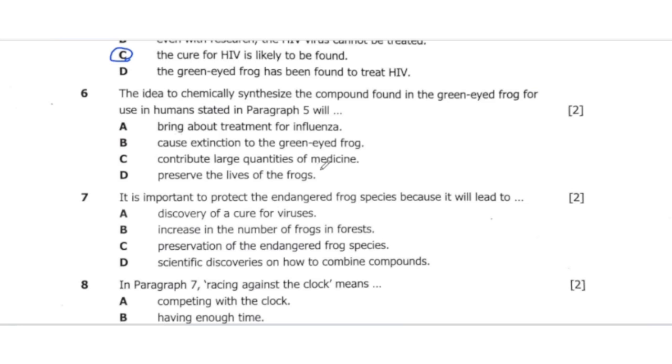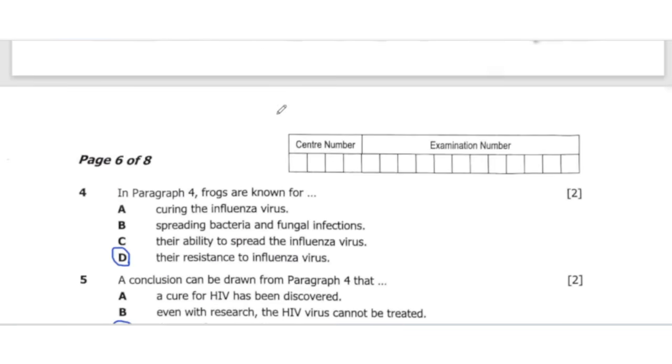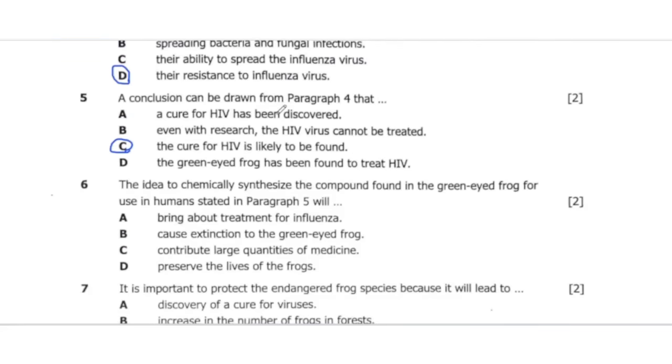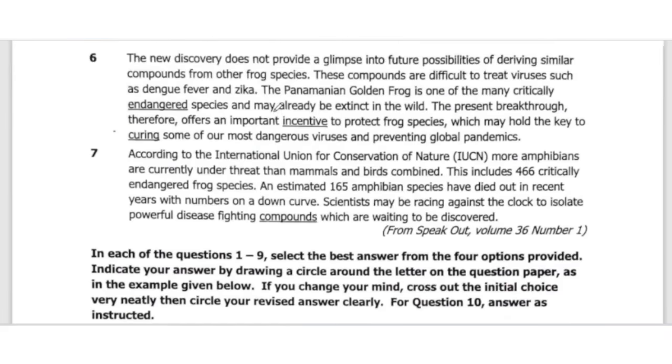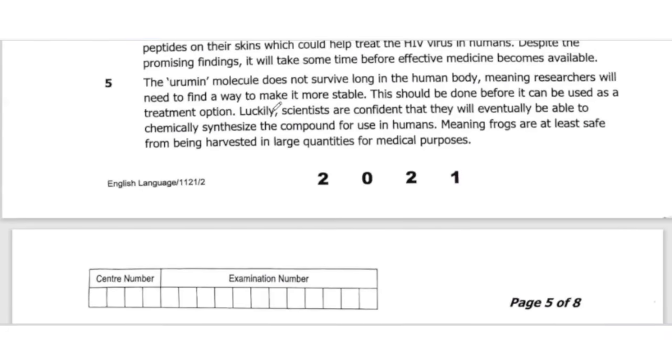So we are going to go to the paragraph, which is paragraph 5. Let's go to paragraph 5 and read through the question, and then read through the passage. Yes, we go to paragraph 5 and we read through. Now here, what we're doing now, we're scanning. We scan, we look for specific information. So the molecule does not survive long in the human body, meaning researchers will need to find a way to make it more stable. This should be done before it can be used as a treatment option. Luckily, scientists are confident that they will eventually be able to chemically synthesize the compound for use in humans, meaning frogs are at least safe from being harvested in large quantities for medical purpose.